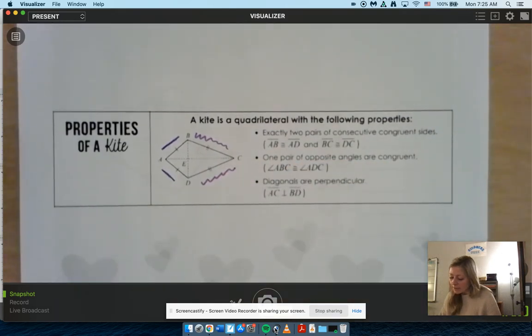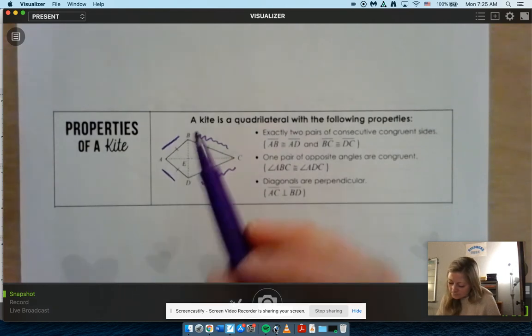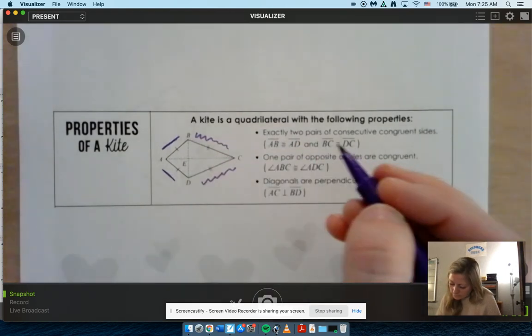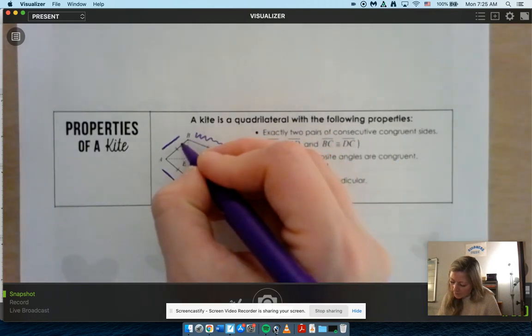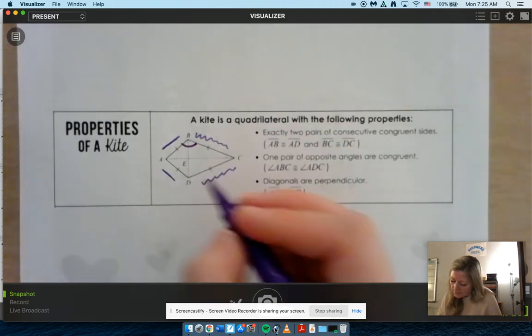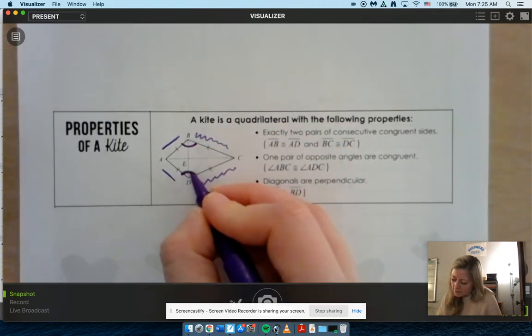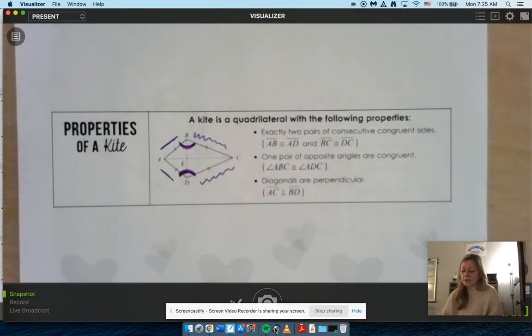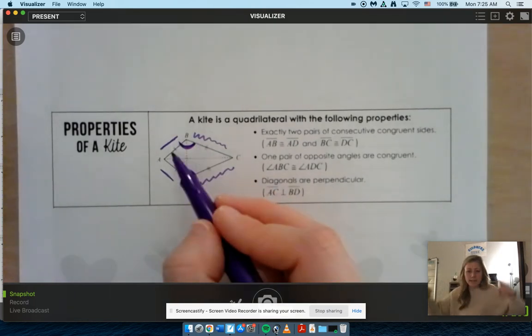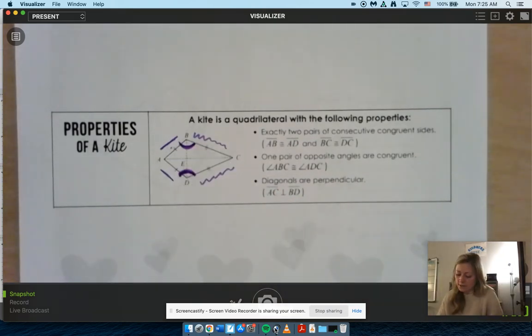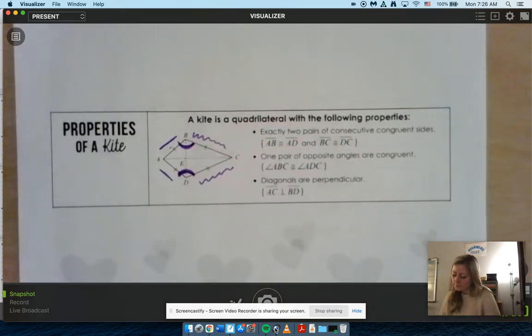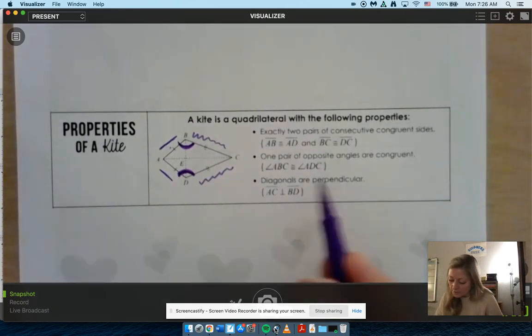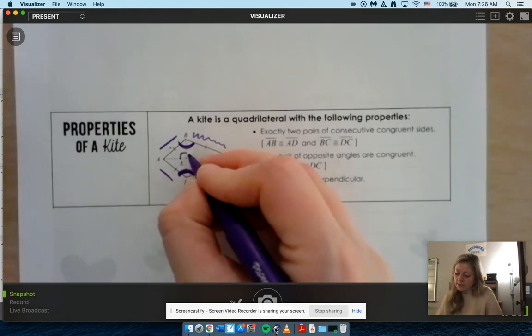One pair of opposite angles are congruent. So angle ABC, this big corner angle, is congruent to angle ADC. So these big corner angles are congruent. And a way to remember that, it's where your 2, like the small side and the big side, connect. That angle is congruent to the one it's across from. And then our last property is that your diagonals are perpendicular. So all of those little angles in here are 90.